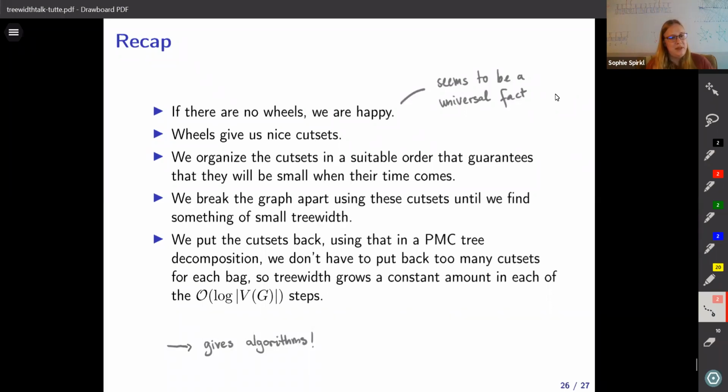So somehow logarithmic treewidth works, it just fits. It's still polynomial, anything bigger wouldn't, but this gives algorithms right away.